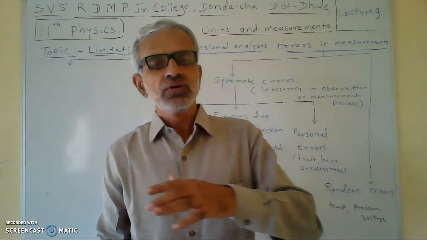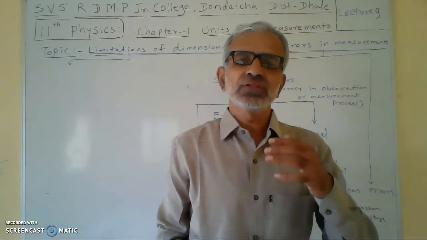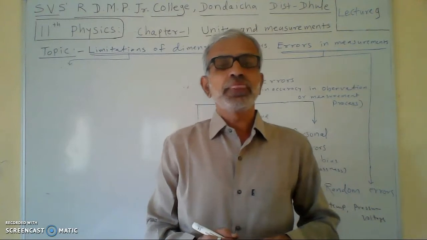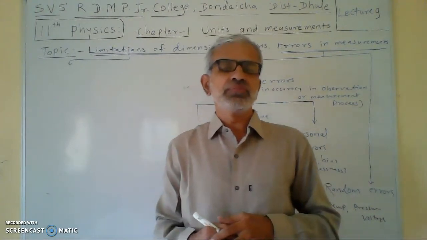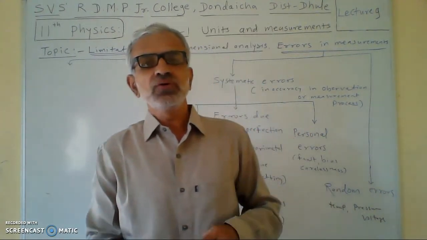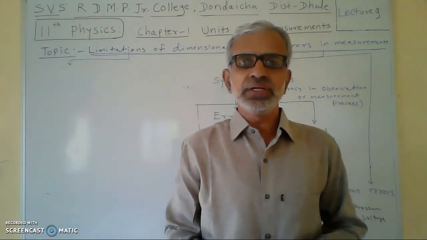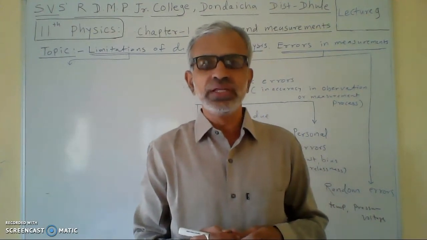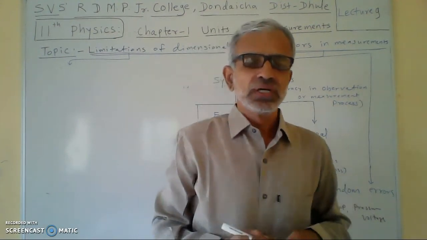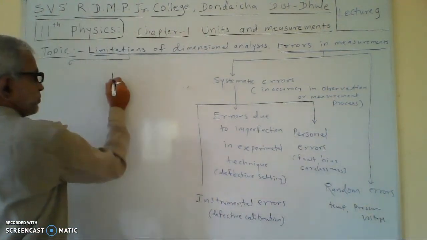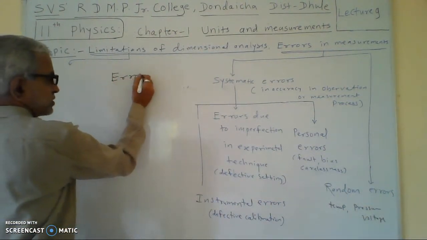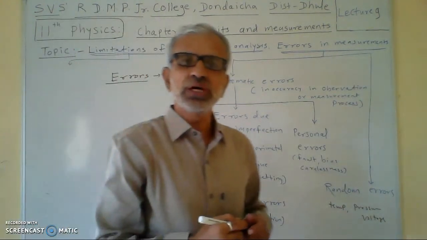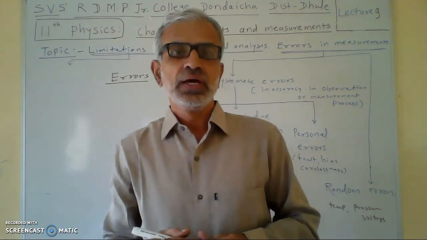So we measure various physical quantities. We measure electric current in the laboratory, and while taking the measurements, there may be faults in the measurement. Those faults in the measurements which we cannot avoid but which can be minimized are called errors. These errors can be minimized but they cannot be avoided. So this is error.